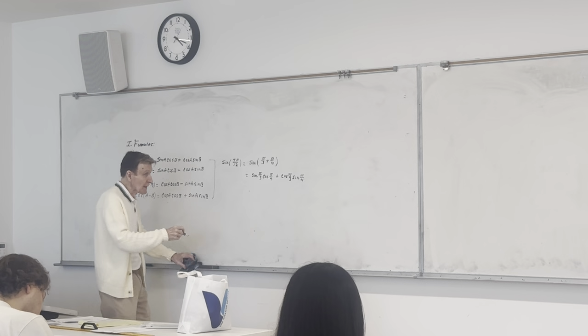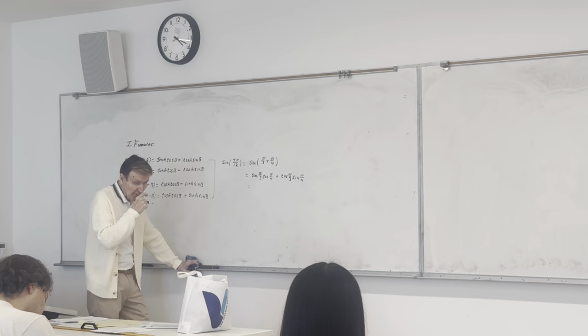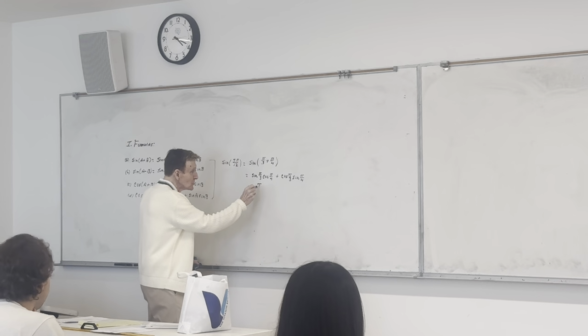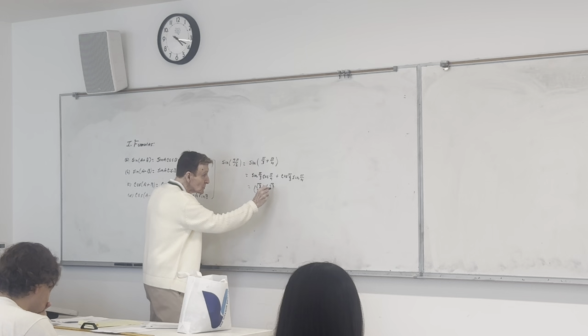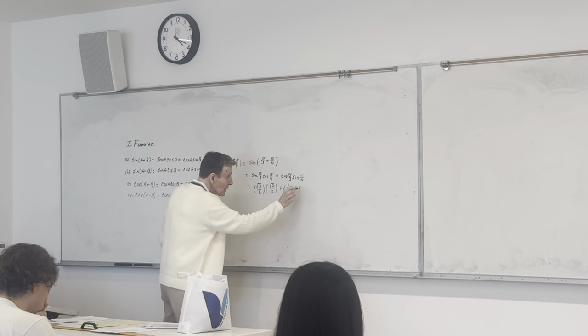Guys, plugging the numbers here from the unit circle. We know sine of pi over 3, sine of 60 degrees, is radical 3 over 2. Check back on the unit circle. Cosine of pi over 4 is radical 2 over 2. Cosine of pi over 3, we'll find that to be 1/2. And sine of pi over 4, another radical 2 over 2.